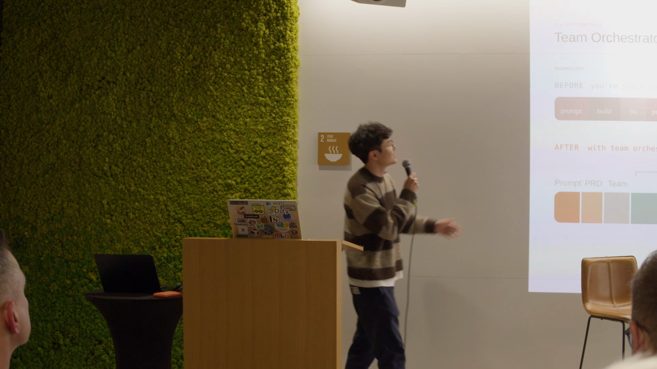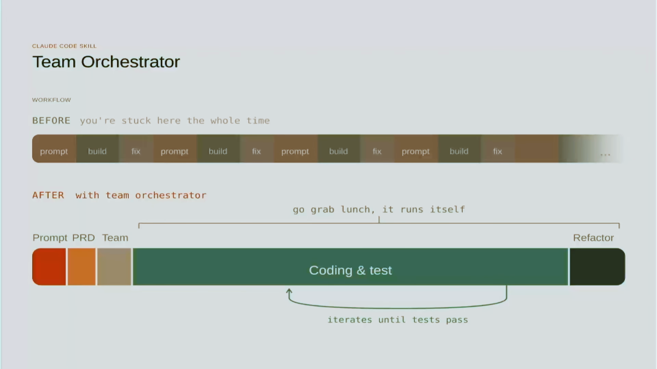And here's how it works. I built a Claude Code skill called Team Orchestrator. Before using this, your workflow will be like, you make a prompt, you build, you fix, you prompt, build, fix, prompt, build, fix, prompt, build, fix. You get the idea, right?